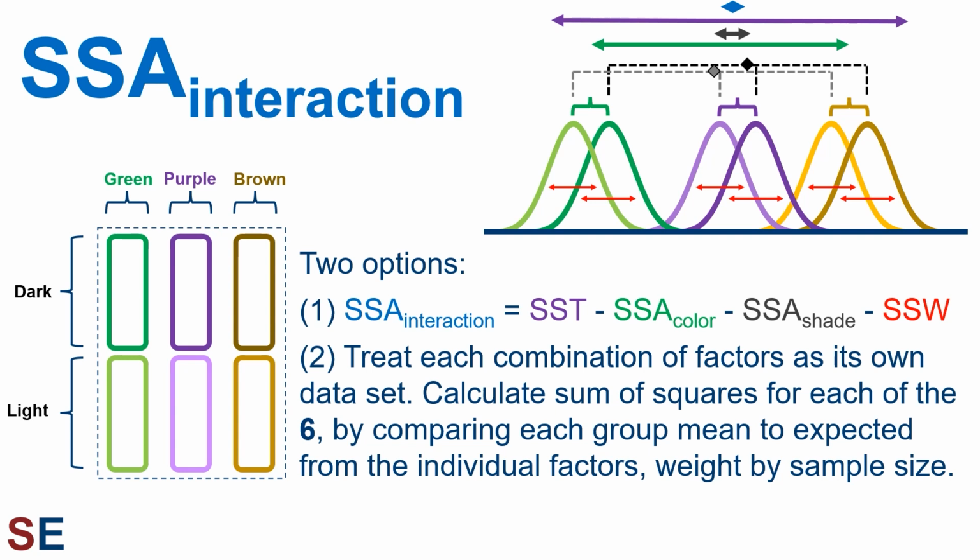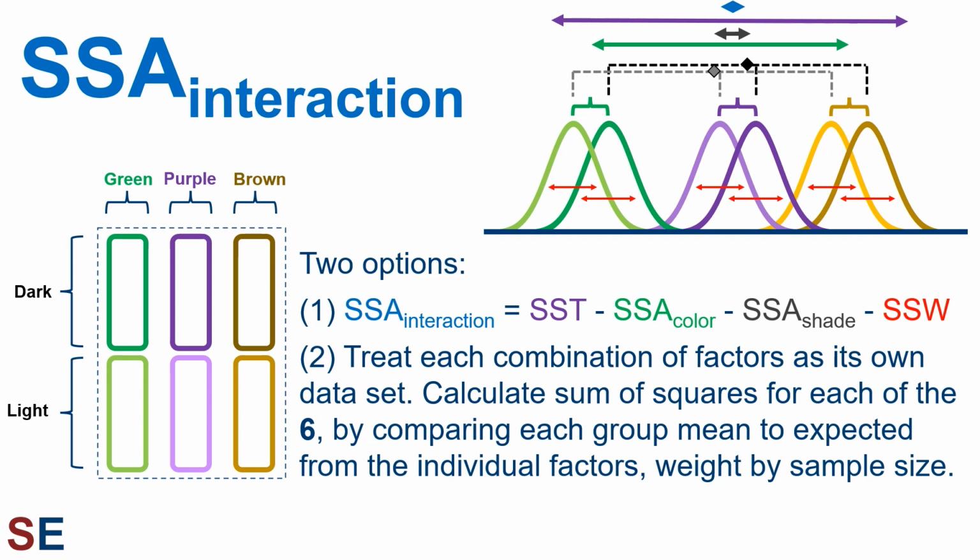This estimates how much the factors interact with each other in terms of the means of groups with combinations of the factors, deviating from what we would predict thinking about the 2 factors independently. There are 2 options for this. First, we can use the fact that the 3 sums of squares among terms and the sum of squares within add up to the sum of squares total, so we can subtract all the others from the sum of squares total to solve for the sum of squares among interaction term.